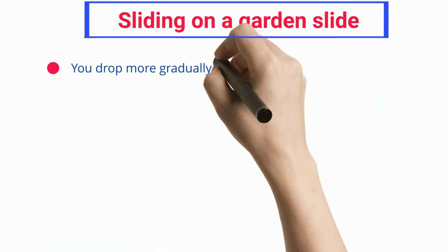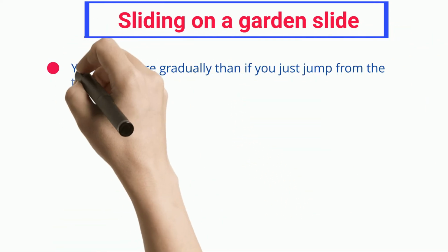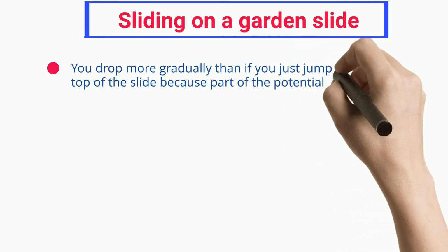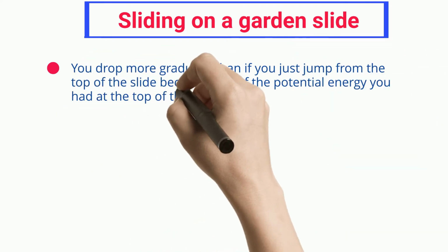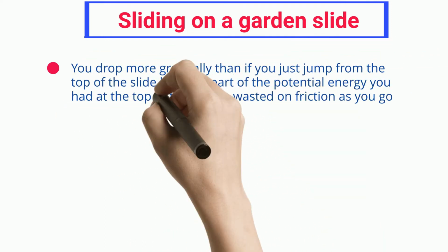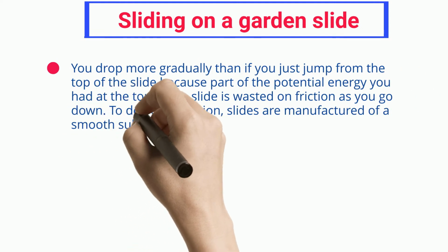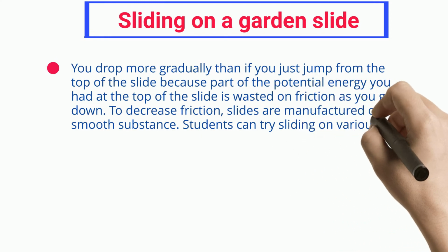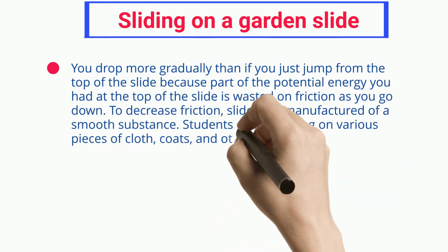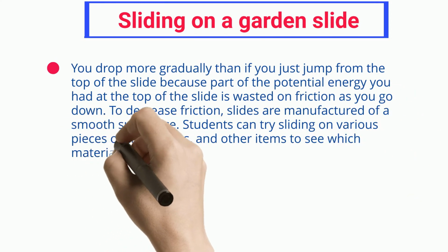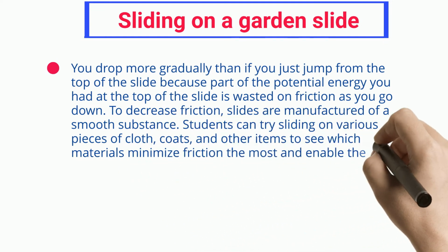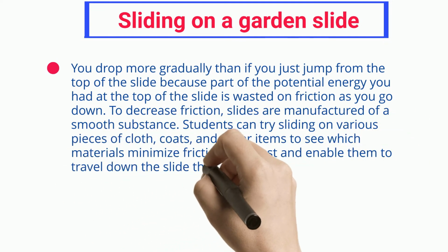You drop more gradually than if you just jump from the top of the slide, because part of the potential energy you had at the top of the slide is wasted on friction as you go down. To decrease friction, slides are manufactured of a smooth substance. Students can try sliding on various pieces of cloth, coats, and other items to see which materials minimize friction the most and enable them to travel down the slide the fastest.